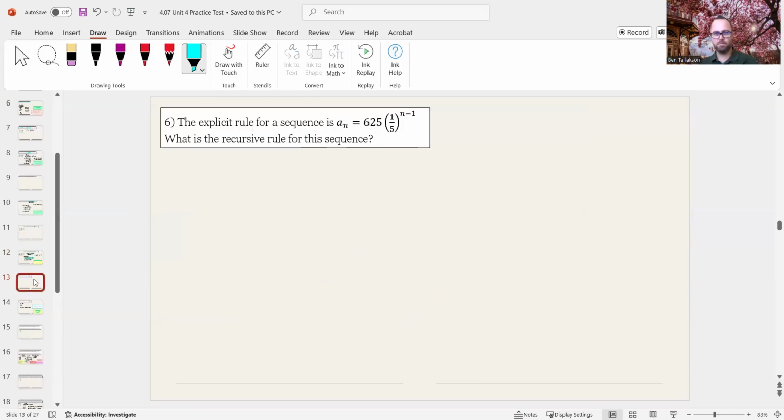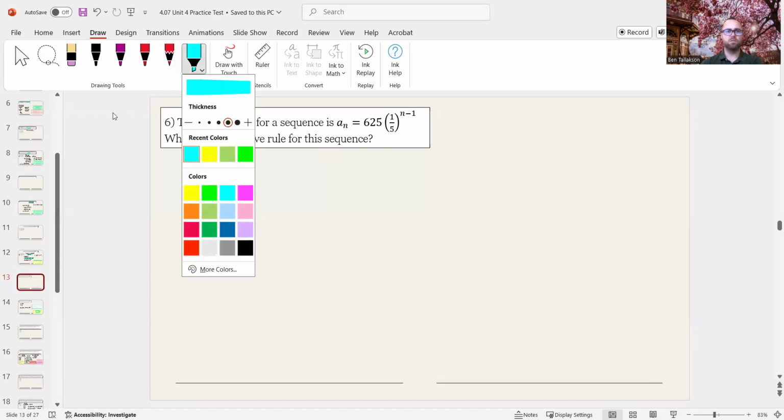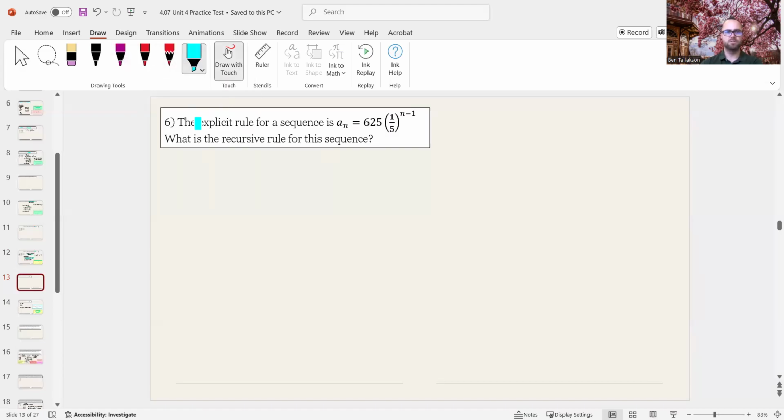And our last problem today, the explicit rule for a sequence is this. What is the recursive rule? So once again, we're converting from explicit to recursive. Look at your rules to help you. They really guide you with this. Notice there is n minus 1 in the place of the exponent. That should be a clue.